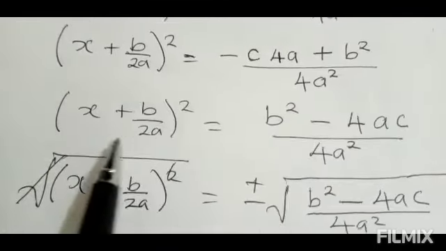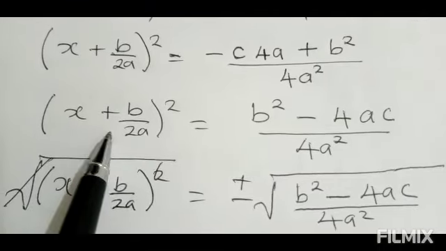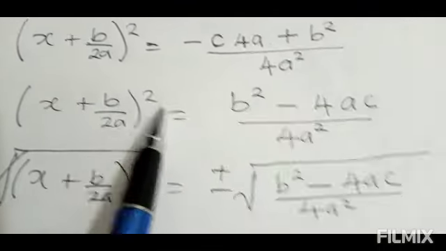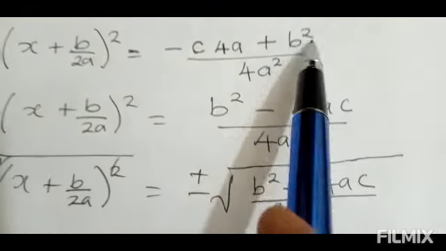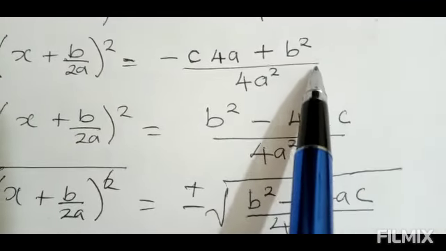So now this term remains as it is, x plus b over 2a bracket squared is equal to, we just rearrange this, for it to look good.